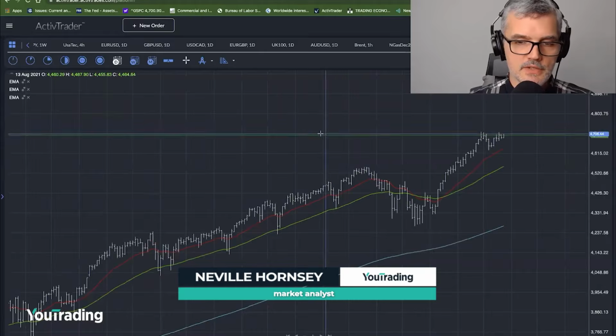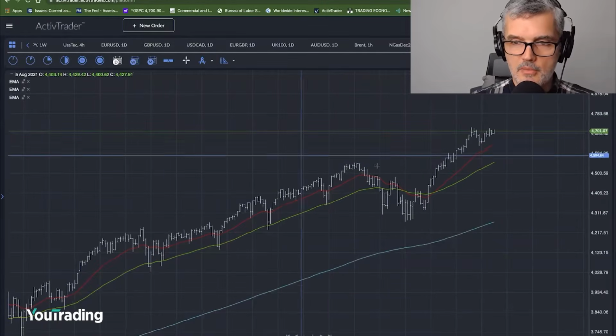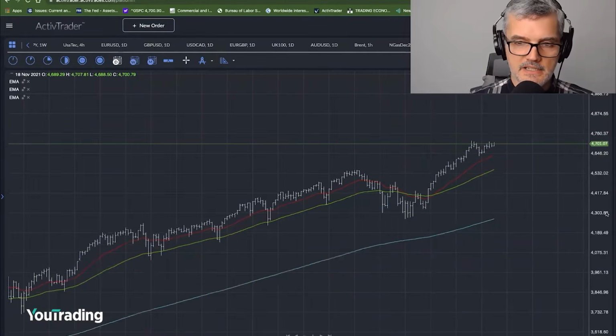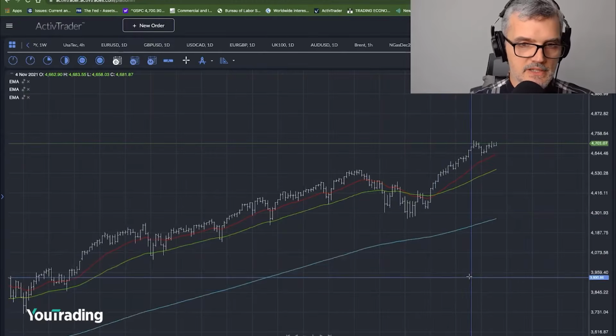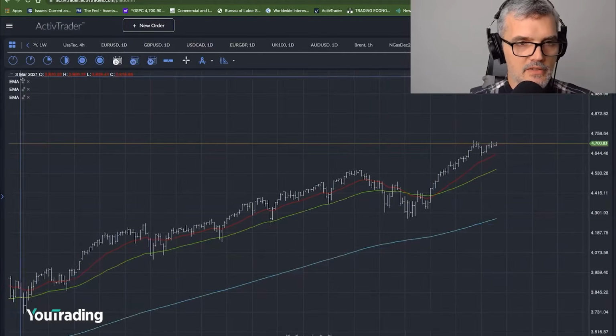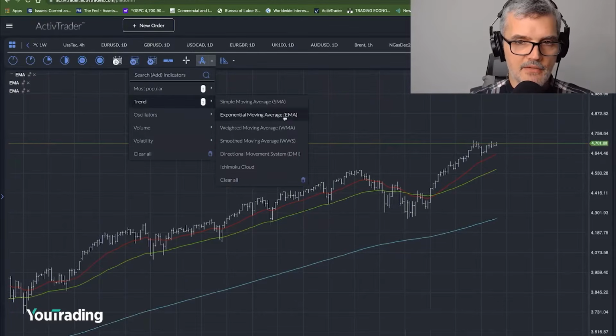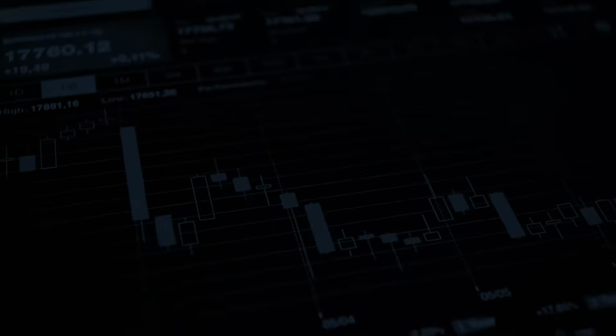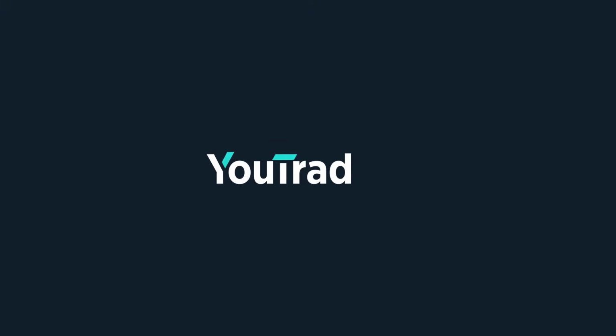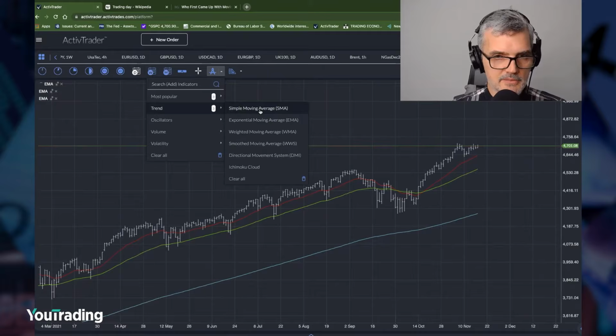Moving averages. For those of you that follow me on YouTrading.com, you'll see that on my analysis, I generally have three moving averages. If you look to the left-hand side here of the chart, they say EMA, so I generally choose the exponential moving average rather than the simple moving average. But lots of traders will use simple moving averages, so you just need to find what you like.